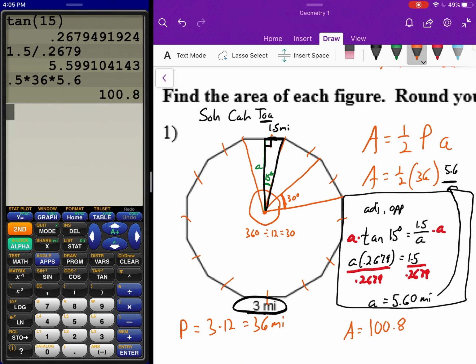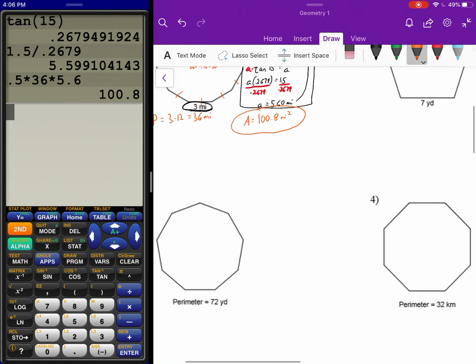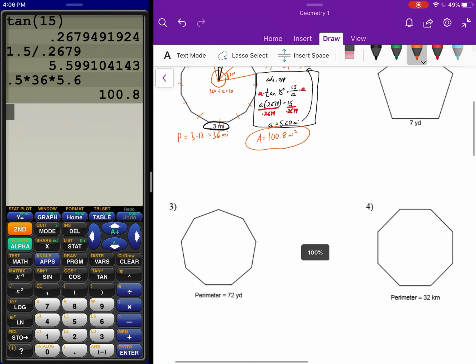And we get 100.8 miles squared. It says round your answer to the nearest tenth, and that's what we did. So 100.8 miles squared.